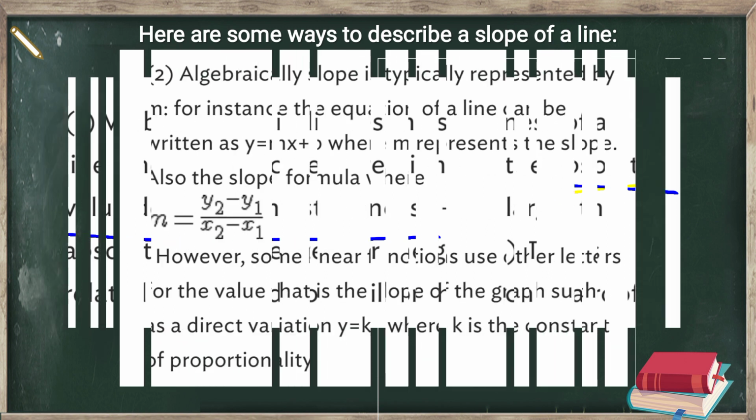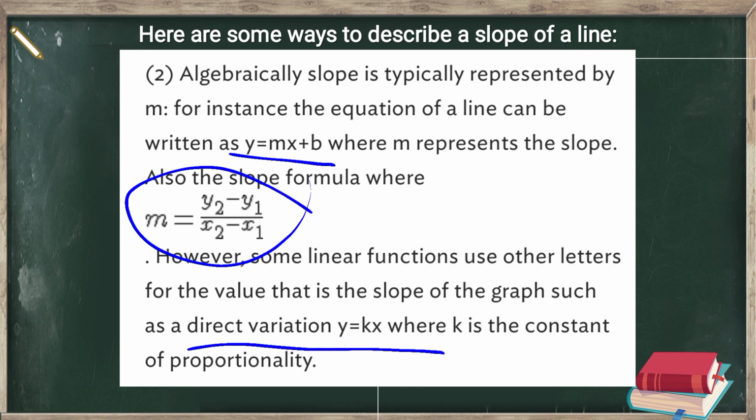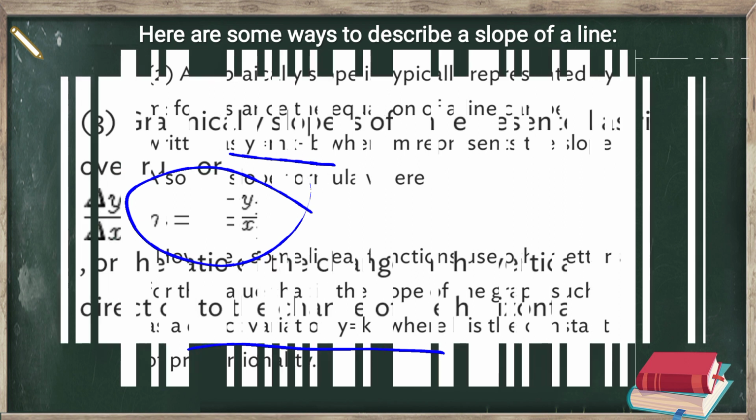Okay? Second is, algebraically slope is typically represented by m. For instance, the equation of a line can be written as y equals mx plus b, where m represents the slope. Also, the formula of the slope is this one. We already used this. However, some linear functions use other letters for the value that is the slope of the graph, such as a direct variation, y equals kx, where k is the constant of proportionality.